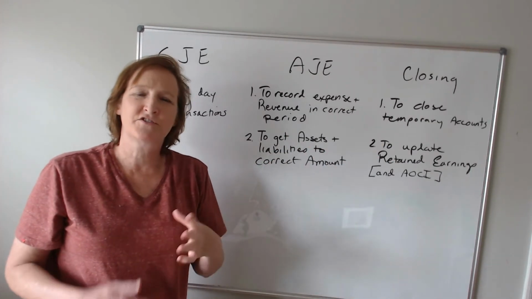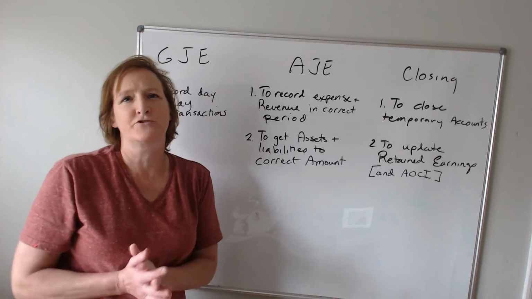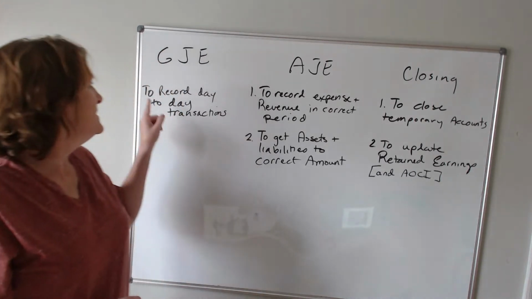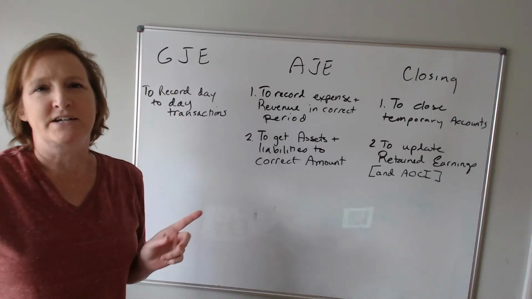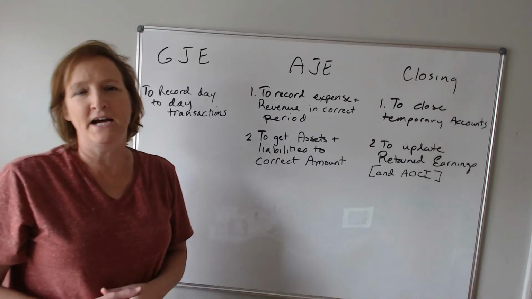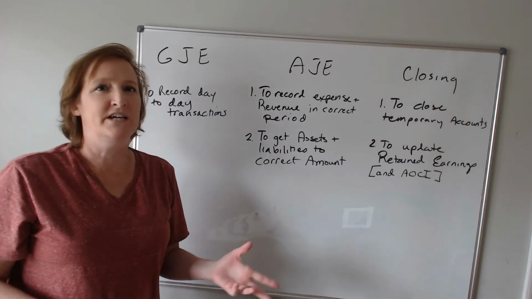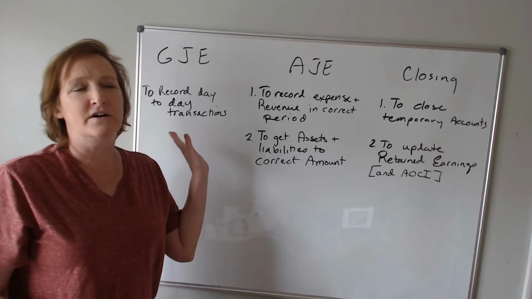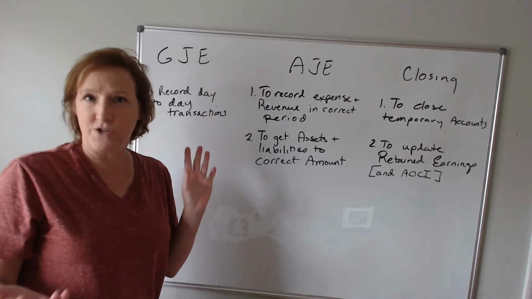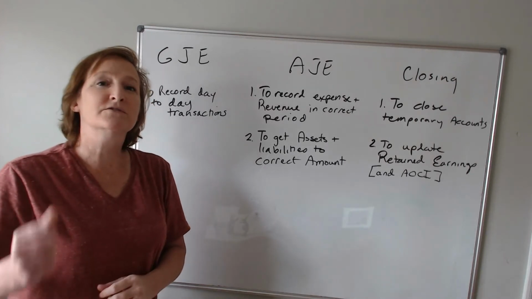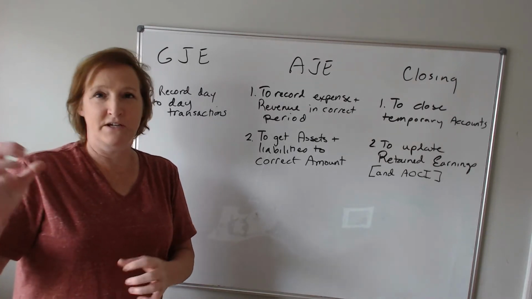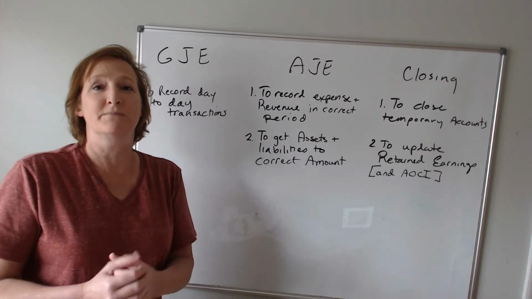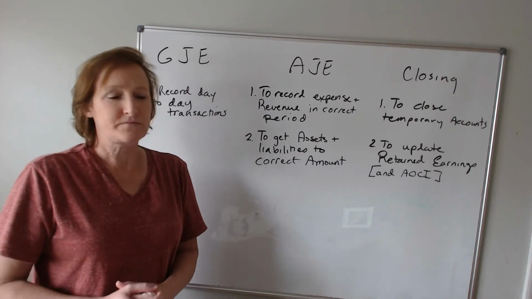So let's just start with an overview of general journal entries. The purpose: to record day-to-day transactions. They often involve cash. If cash is coming in, we debit. If cash is going out, we credit. Often these are started by a source document. So if something triggers the accounting information system, we have to record something, and so it gets put in.